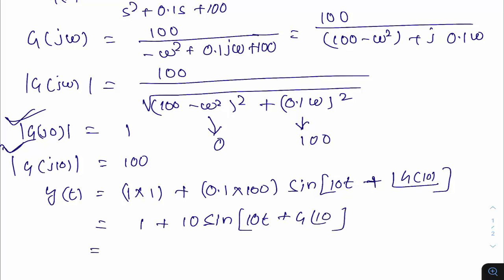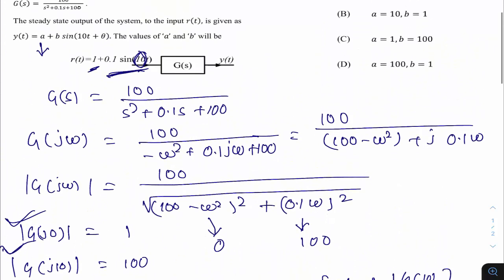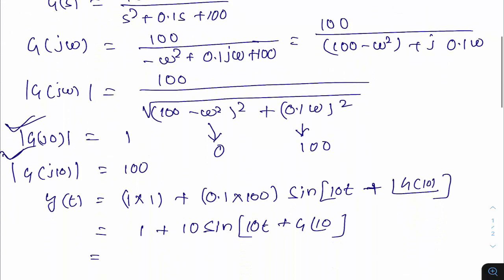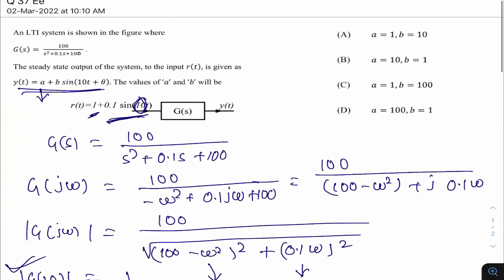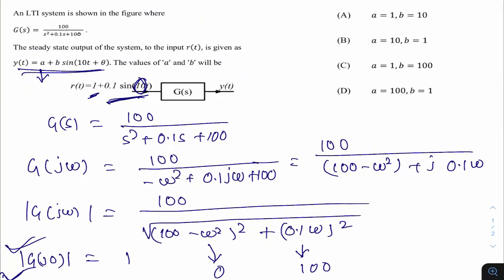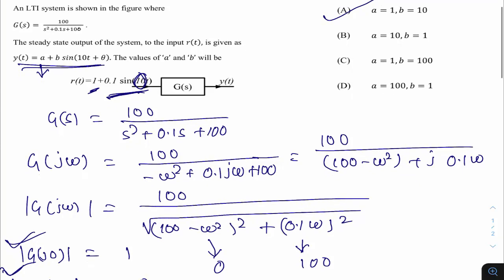So this is the y(t) we are getting, and if you compare with the expression given here, A plus B sine of 10t plus theta, we get A equal to 1 and B equal to 10. And if you check the options, A equal to 1, B equal to 10 is given in option A. So A should be the right answer for this question. This is a very simple, straightforward, repeated model question, so we can solve it this way.